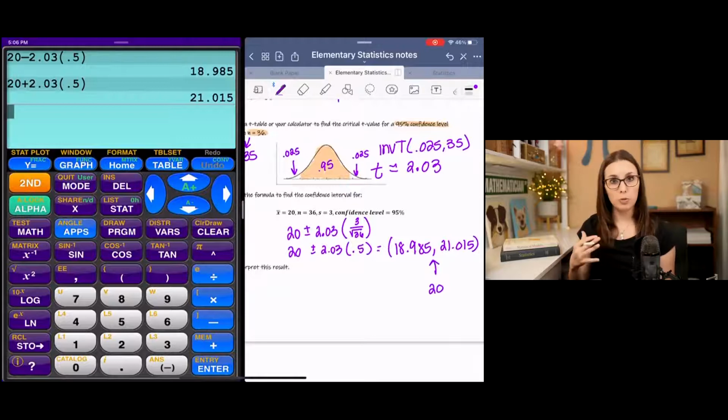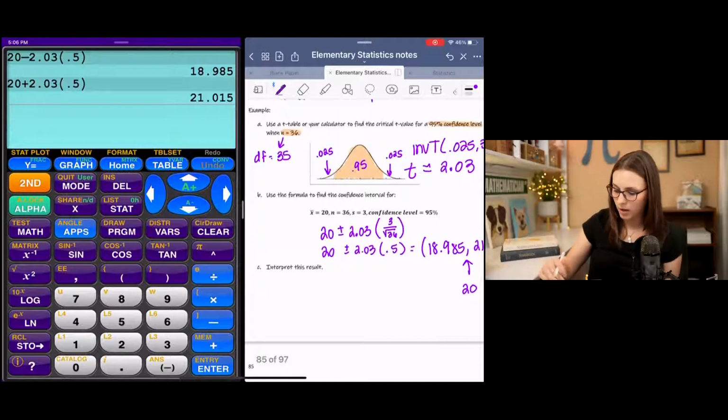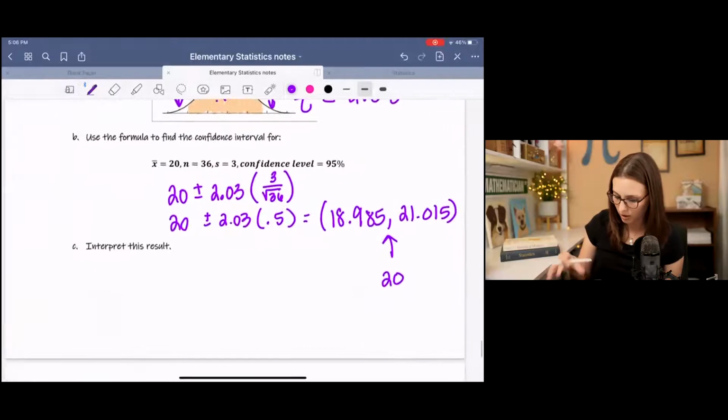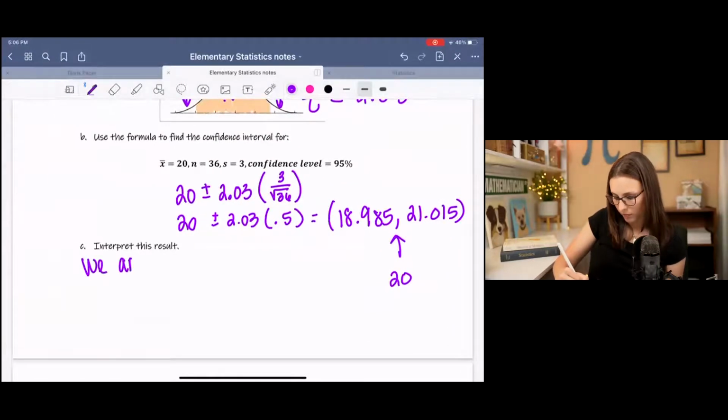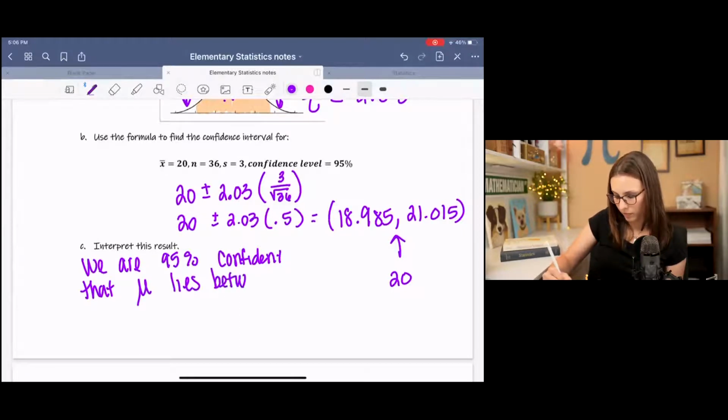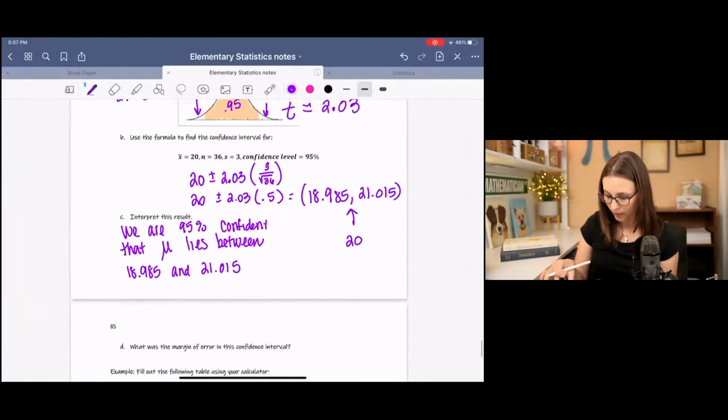And then to interpret that, all you have to say is something like, we can be 95% confident that the population mean lies between 18.985 and 21.015. And that's all it's asking for.